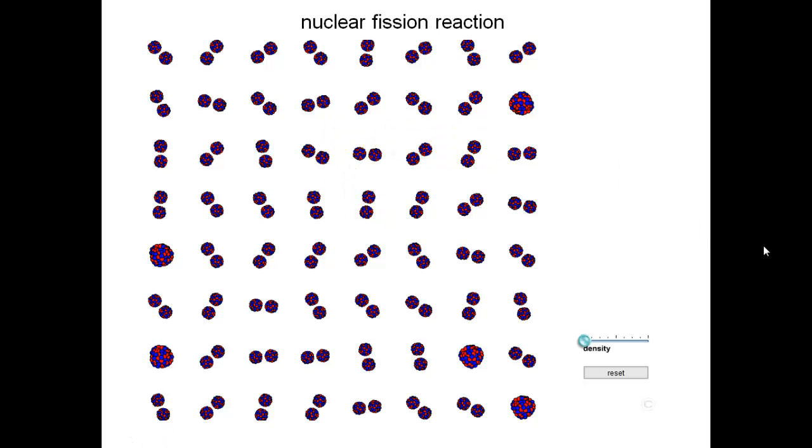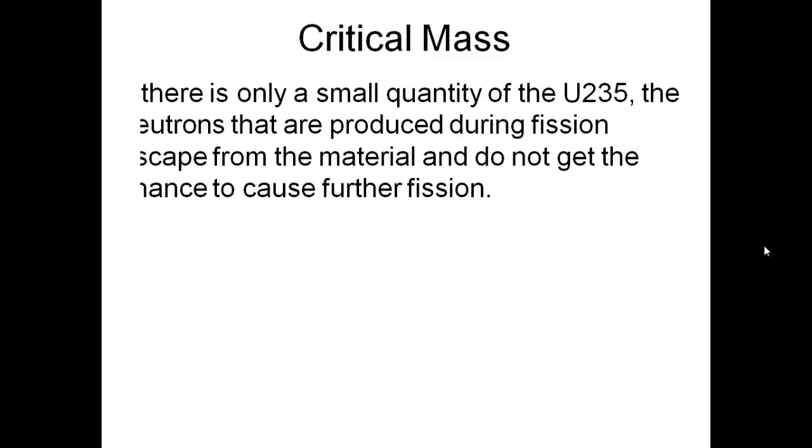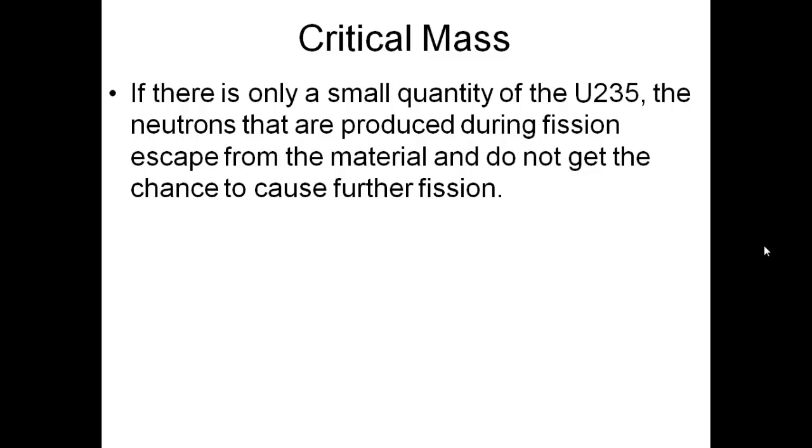Brings us up to the idea of critical mass. If there's only a small quantity of the uranium-235, the neutrons that are produced during fission escape from the material, leave the material, and do not get the chance to cause further fission. So if the quantity is very small, then you are not likely to be able to prolong a chain reaction.